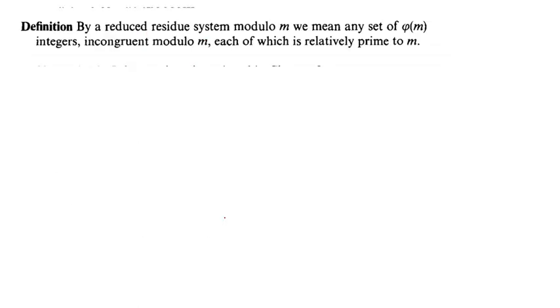So move on to the definition, reduced residue system. By a reduced residue system modulo m, we mean any set of phi of m integers incongruent modulo m, each of which is relatively prime to m. So we already know what a residue system is. The residue system A cap is nothing but the collection of all those elements x such that x is congruent to A modulo m.